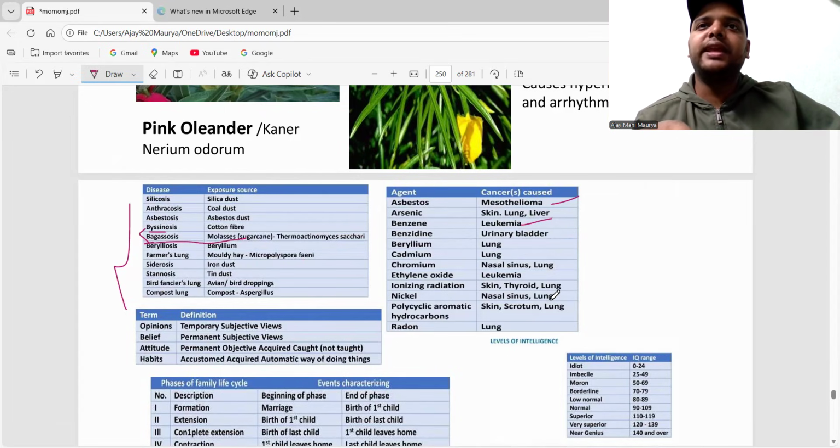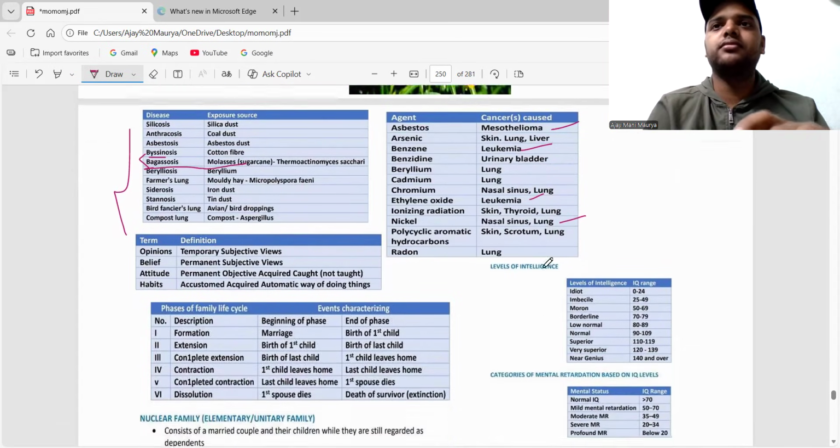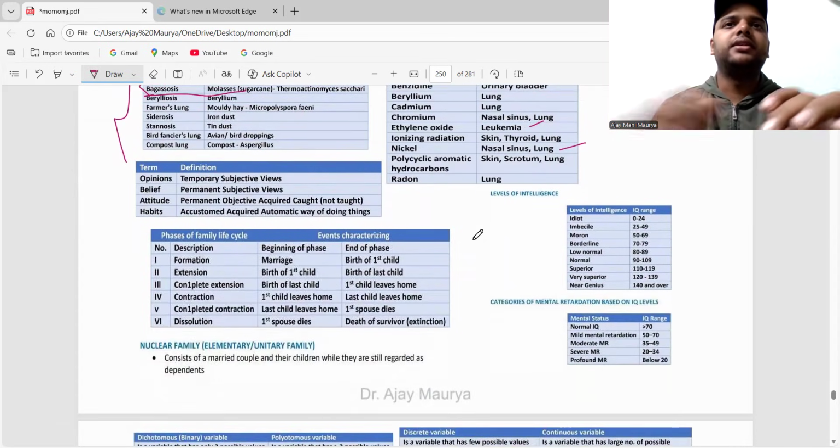Okay, now nickel, nasal sinuses and lung. Ethylene oxide is leukemia. Okay? These two are important. I already discussed this one, the family cycle.